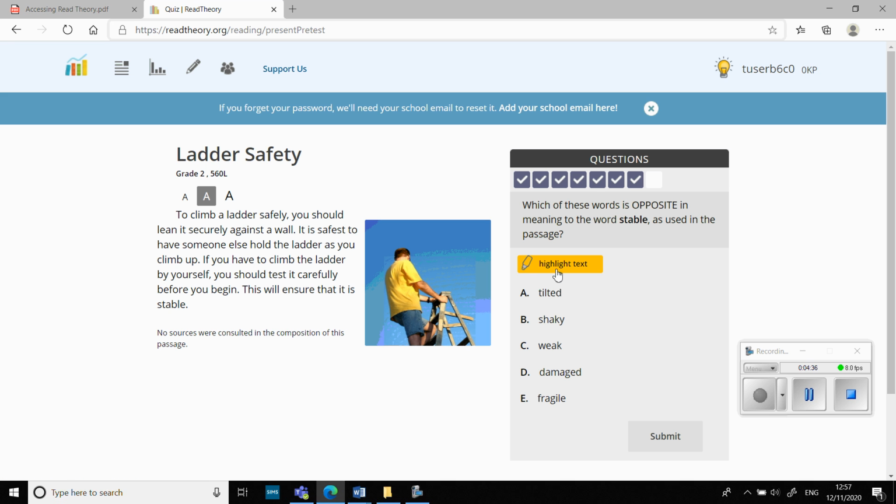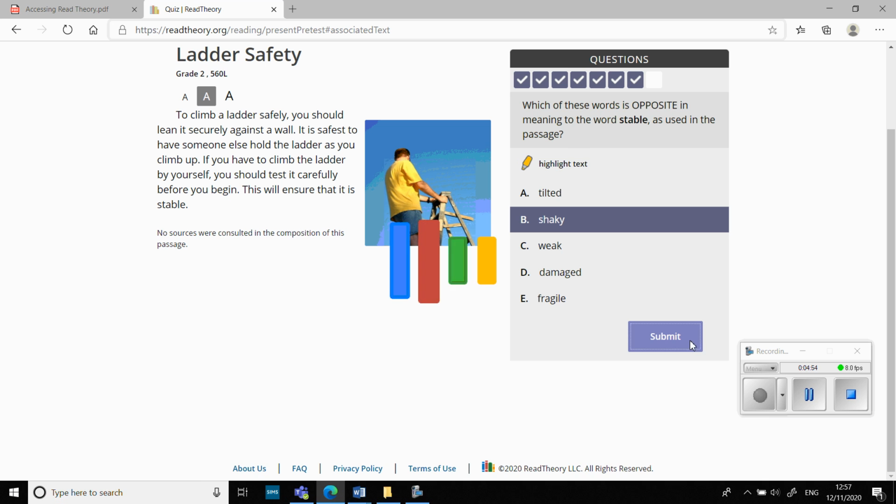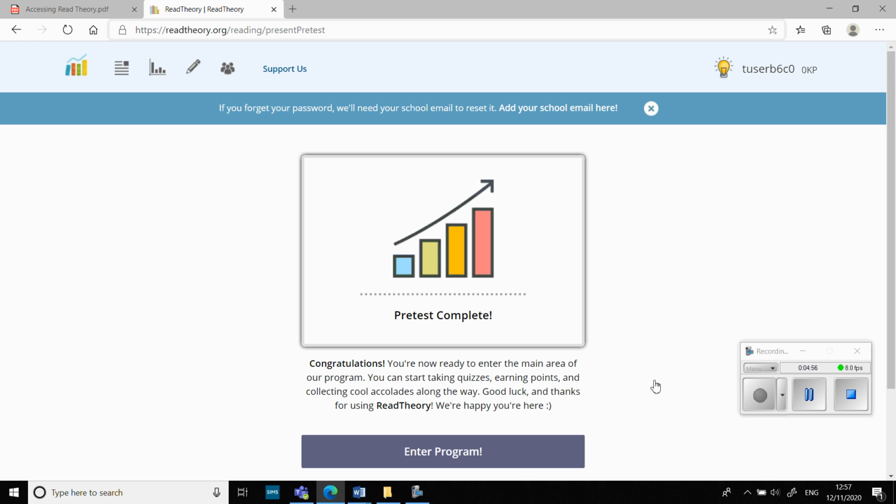Which of the words is opposite in the meaning to the word stable as used in this passage? So stable is one. This will ensure it's stable, and the opposite word, the antonym, tilted, no, shaky. I think it would be shaky. Check the others. Weak, damaged, fragile. I think it's shaky. Okay, so I submit that, and then I go through.